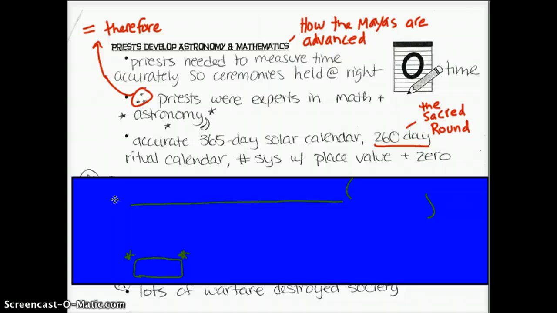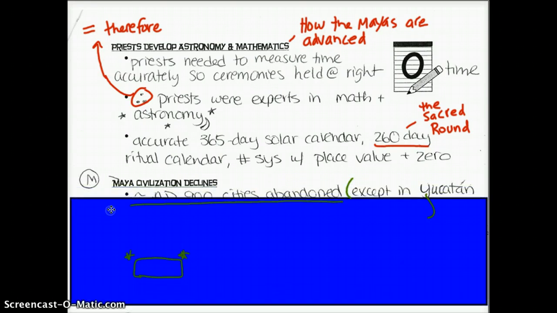And then you have other advances in math, a number system with place value, and zero, understanding zero, which to us seems like a no-brainer, but not all civilizations had zero. Like Roman numerals, there was no zero. So this was something the Maya factored into their numbers.